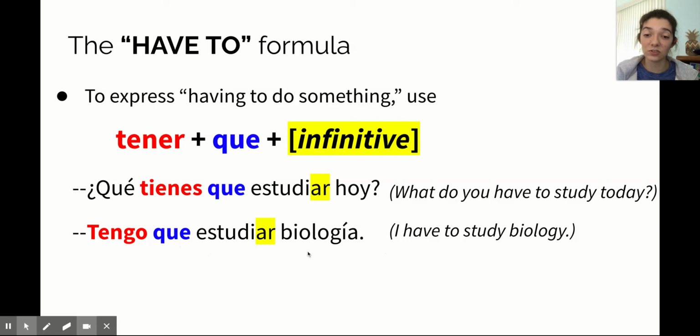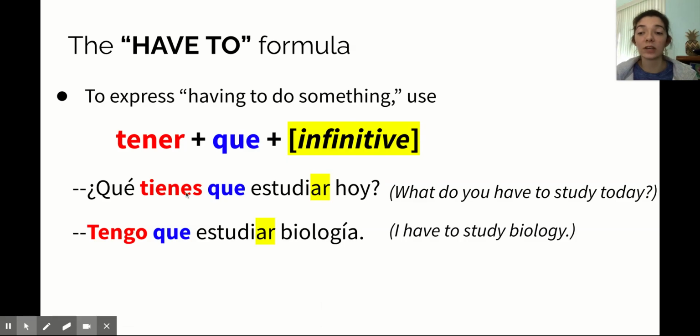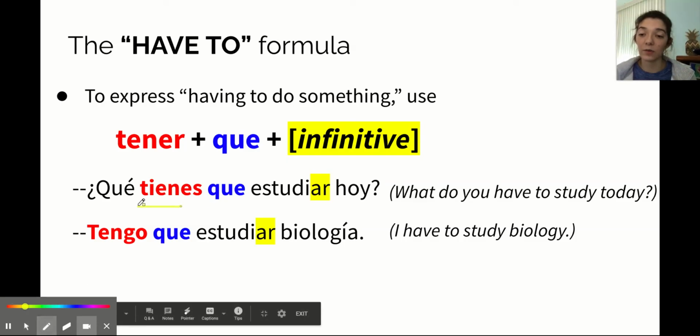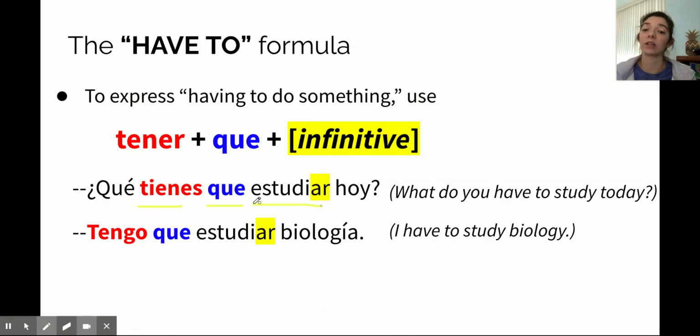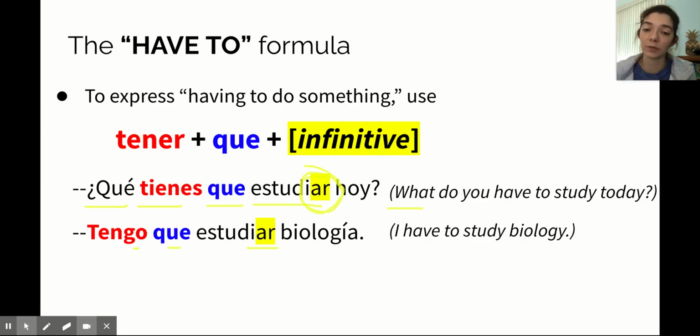Yo tengo que estudiar biología. I have to do this, right? Because I'm asking you, tienes, and you're replying, yo tengo, I have to. So notice the structure though, guys. The structure is the same. We got our tener right here. Then we got our que right there. And then we got our infinitive right there, infinitives ending with er, ar, or ir. There it is. Tienes que estudiar. You have to study. What, though? What do you have to study today? I have to study biology. Ta-da! They're not overly complicated. You just gotta follow the structure for having to do something. Tener plus que plus infinitive.